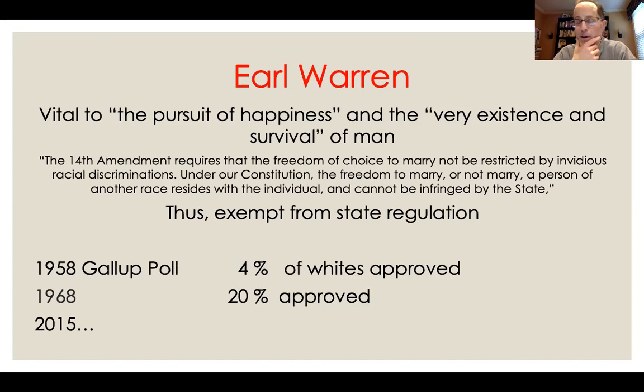Did this transform America? Well, in 1958, 4% of whites approved of interracial relationships. By 1968, 20%. Today, the numbers are, depending on the survey you look at, in the late 70s to the mid 80s. But if you look at generations that are under the age of 40, it's well over 90%, topping 95 in a lot of surveys.